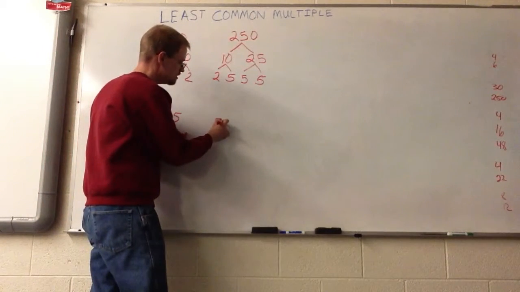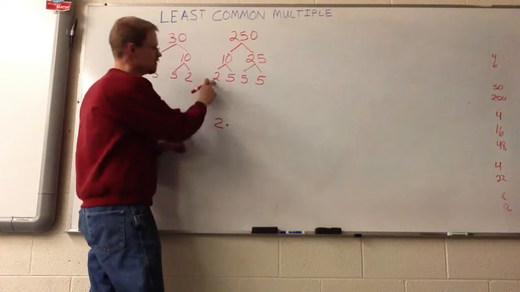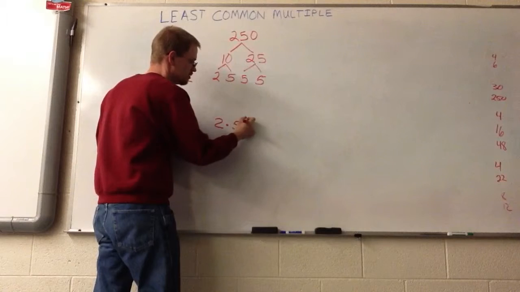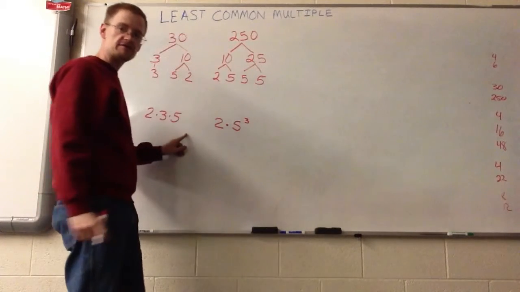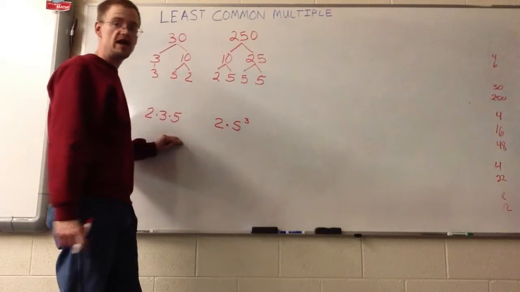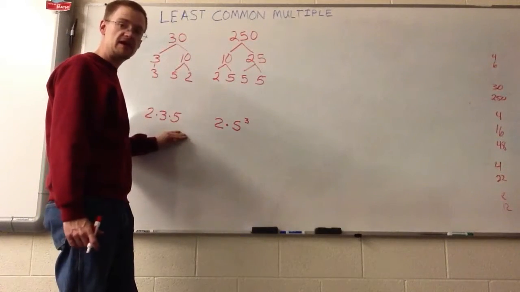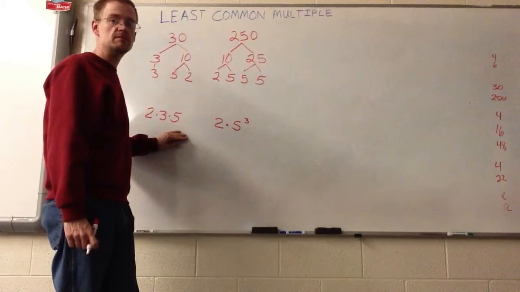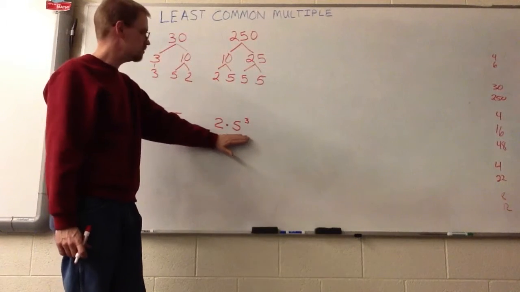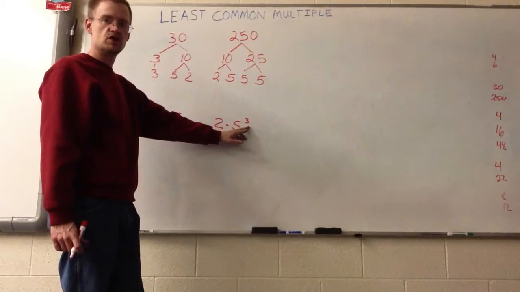Okay? So this would be 2, we only have one of them, times 5 to the third power. When we went through reviewing of prime factorization, we said that we could list these both ways. In this method, doing the exponents will be much easier. Instead of listing out 5 times 5 times 5, we can do 5 to the third power.